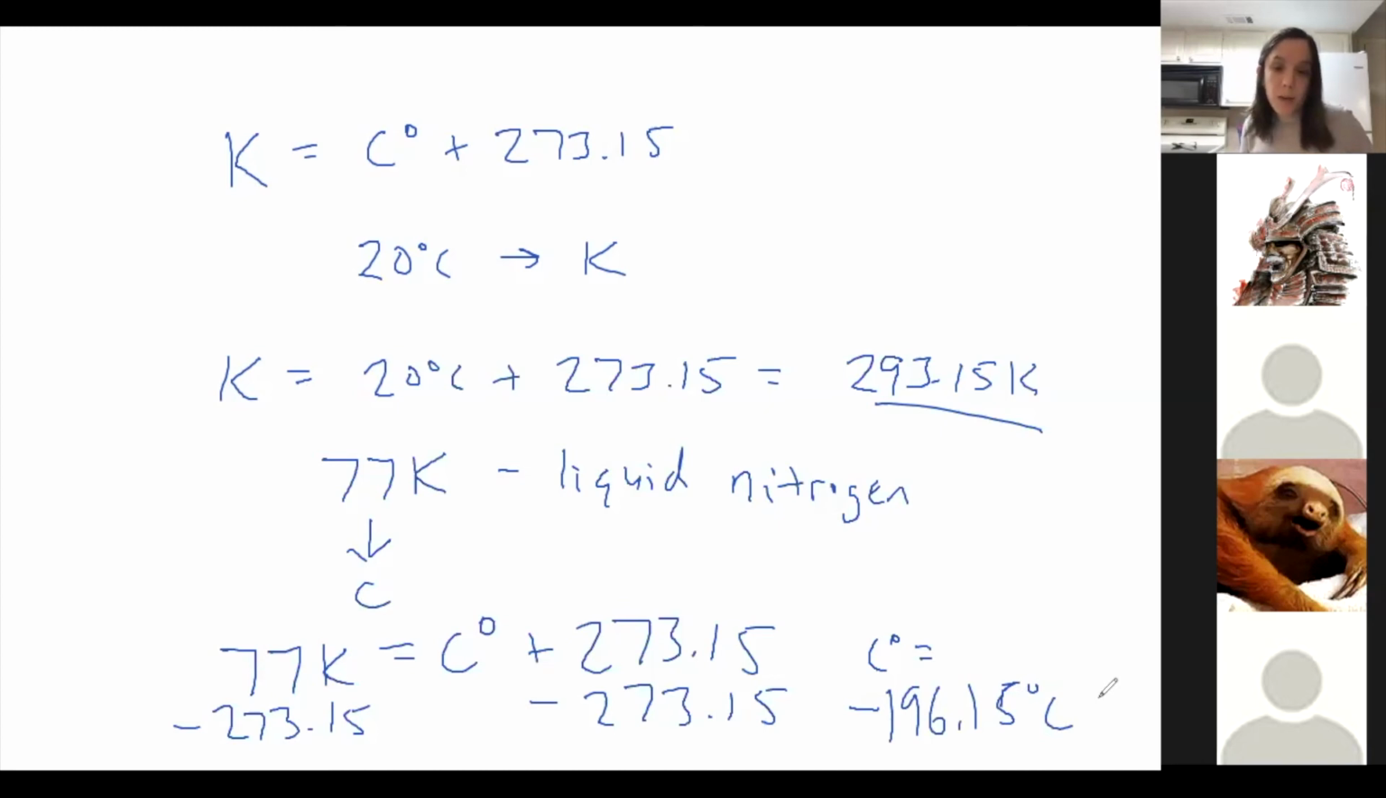So Celsius and Fahrenheit can be negative, but Kelvin will never be negative because 0 is the coldest temperature you can ever have. Okay, so that would be how to convert between Kelvin and Celsius. I'll show you how to convert between Celsius and Fahrenheit.